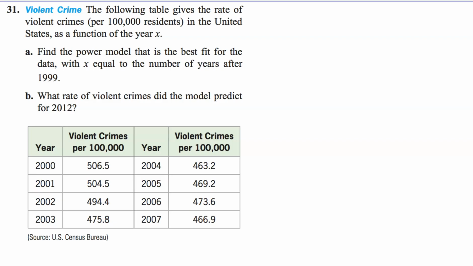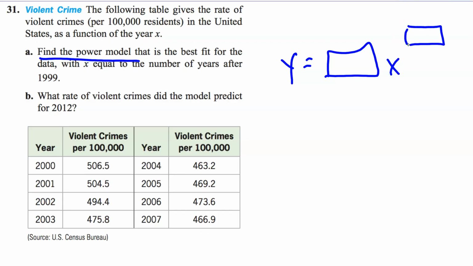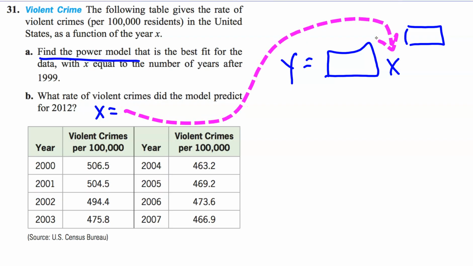31, you're finding the power model, so be careful that you're using the right one. It should be a number and then X to some power. And then what rate of violent crimes did the model predict for 2012? So you have to think 2012 is which X, and then you can take that X if you wanted to and just drop it in for the X here. So be careful when you put that in to come out to the rate answering the question.